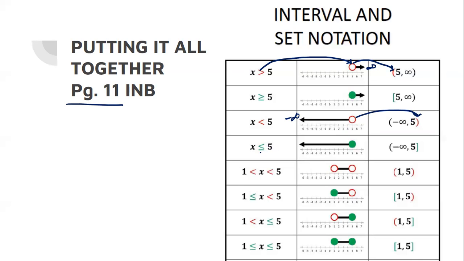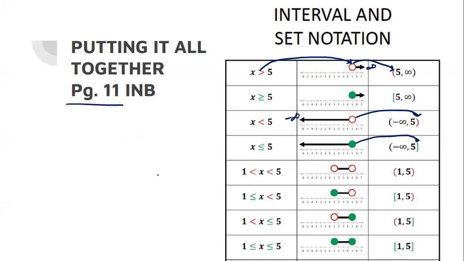Here I have x is less than or equal to 5. Because it's less than or equal to 5, I'm going to have a closed circle. And because it's a closed circle, notice how I have a bracket. These are just like the ones we just did, where I have an obvious ending and beginning.